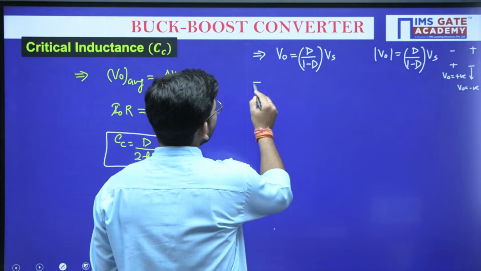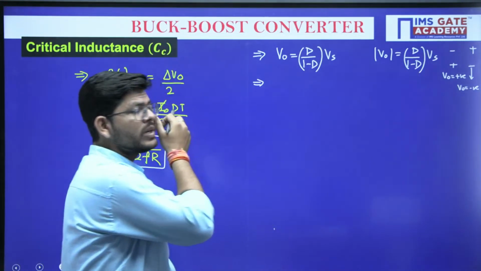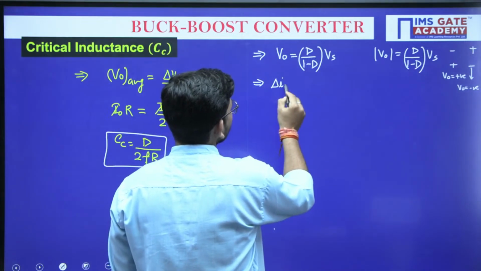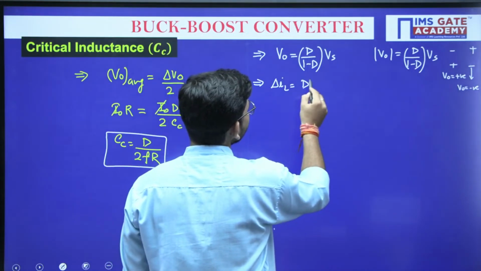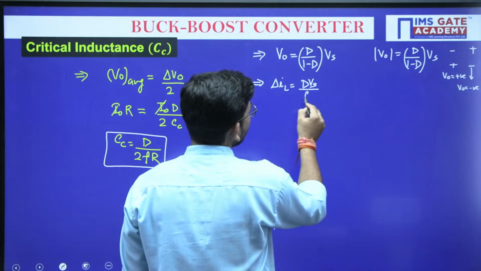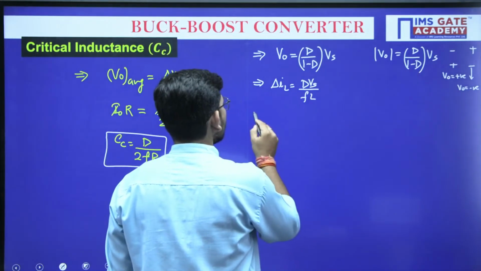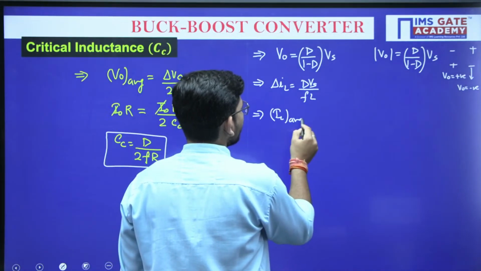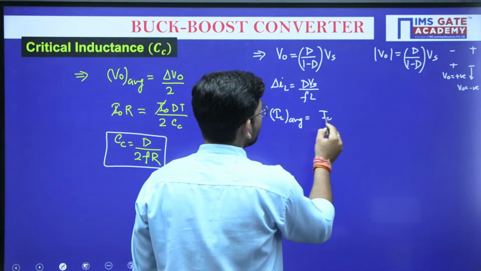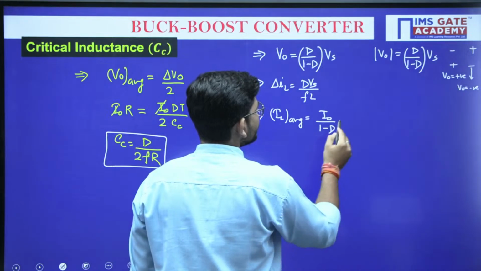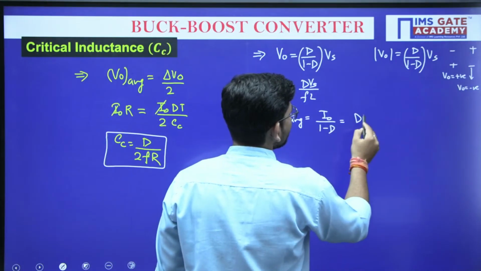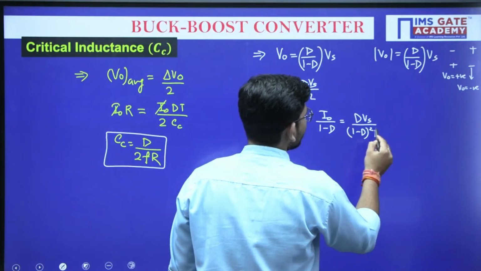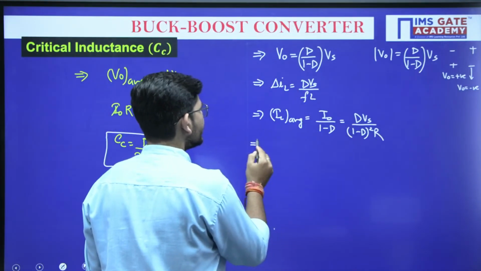After that, what is the important expression that we have? This is the output voltage expression. And after that, we have the peak to peak ripple current expression, which was equal to dVs over FL. What is IL average, the average inductor current? Average inductor current is I naught upon 1 minus d, or finally it can be written as dVs upon 1 minus d square into R. This is the average inductor current.